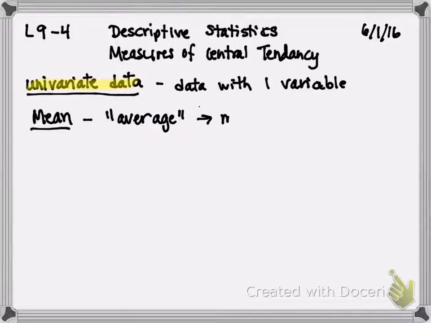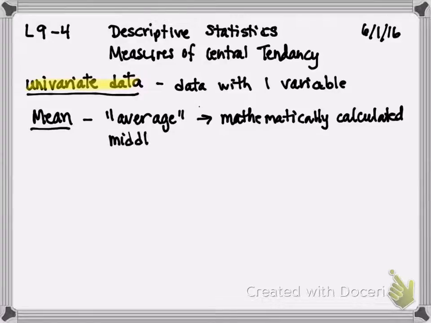But this is a mathematically calculated middle. Can somebody explain to me how we calculate a mean? What do I do to figure out the mean? So of all the measures of central tendency, this is one that purely has to be calculated. Okay, saw your hand over there. Add all the numbers up and then divide it by how many there are. That's it. We add all the numbers.